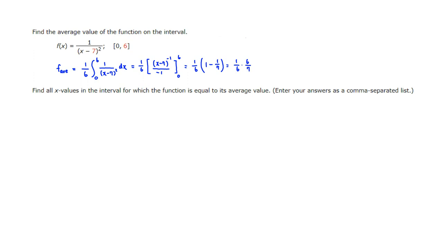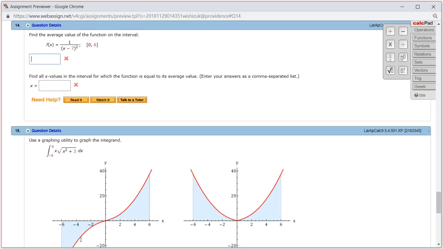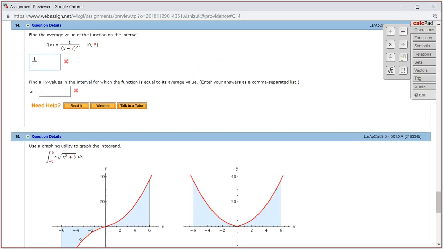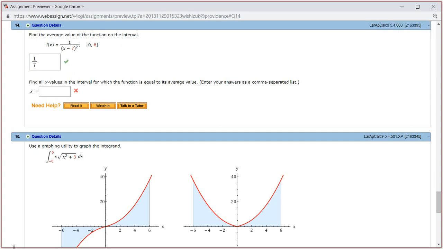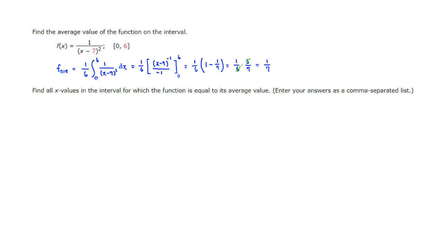So we can cancel the 6 on top and the 6 on the bottom. You get 1 over 7. So let's type it in. We have 1 over 7. Let's go ahead and check the answer. It came back and we got the correct average value.